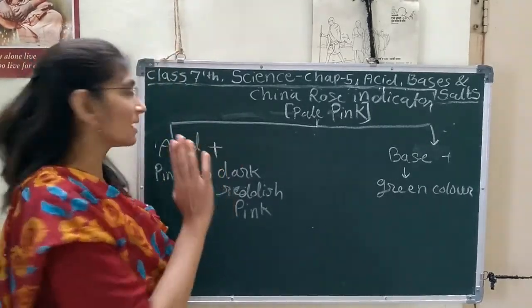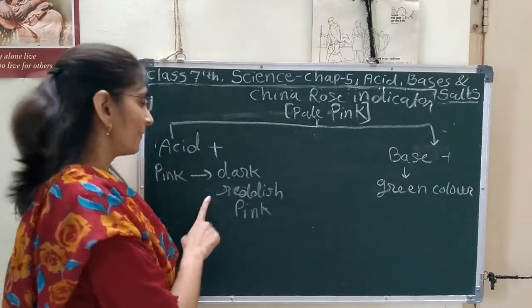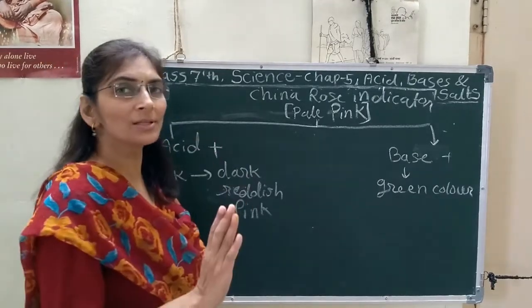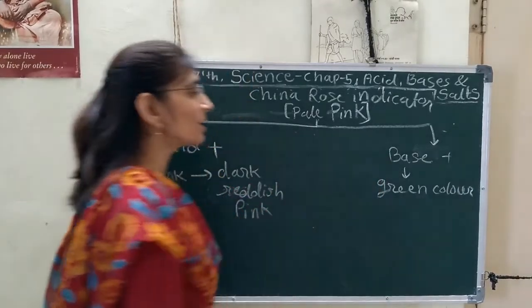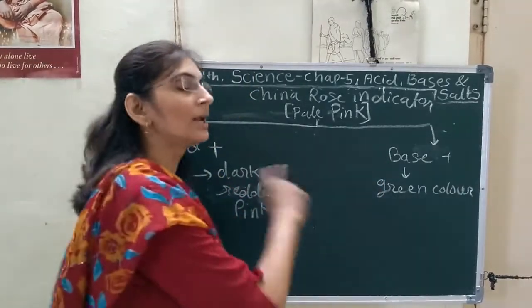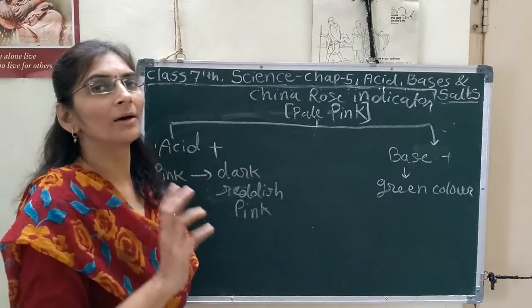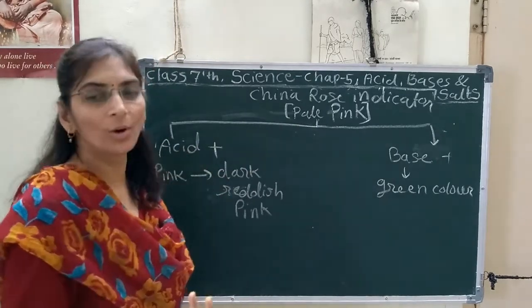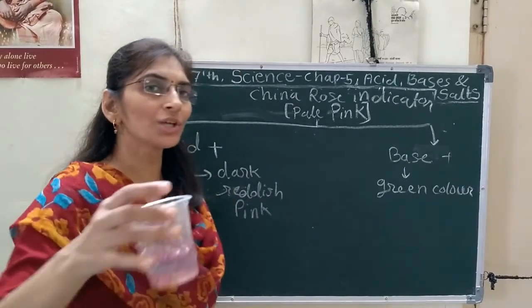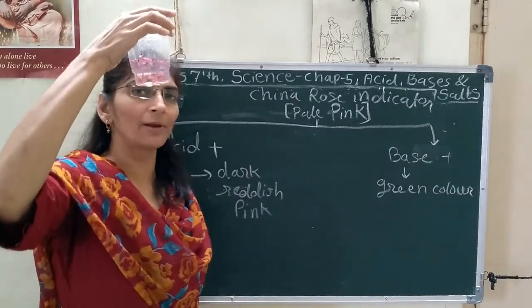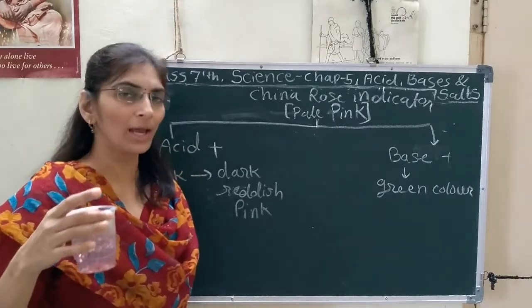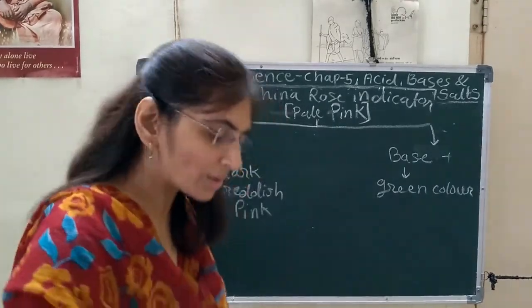If the substances are acidic in nature, it will turn into reddish pink color, and if the substances are basic in nature, this will turn into green color, and if the substances are neutral in nature, there will be no change in color. The solution of China rose indicator will remain as it is, pale yellow colored. Okay, so this was about the activity.